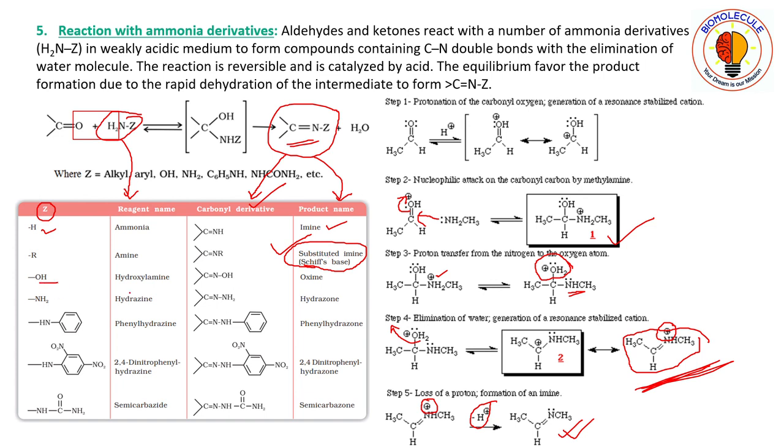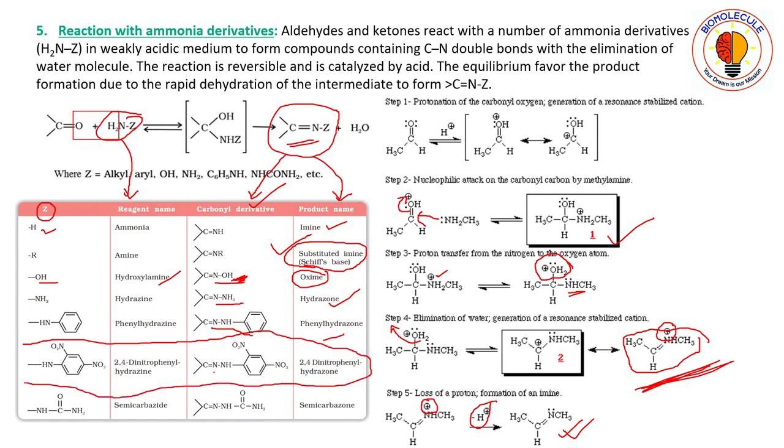If it is OH, then the reagent is hydroxylamine and you are getting oxime, see here, NOH. Then NNH2, it is hydrazone, then NNH phenyl, phenylhydrazone. And this one is very important for both your boards and your entrance exam, 2,4-dinitrophenylhydrazone, this I will talk about later. And this one, if it is NHCONH2, this is semicarbazide, and this is semicarbazone. You are getting the product.